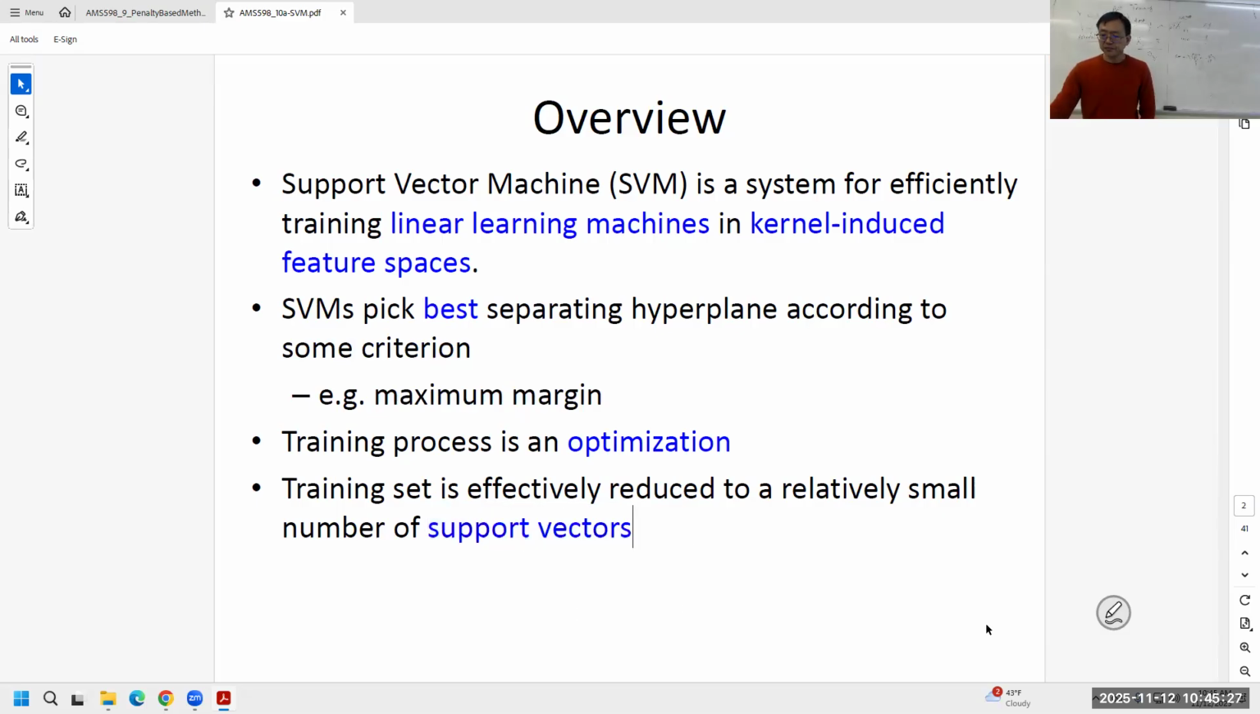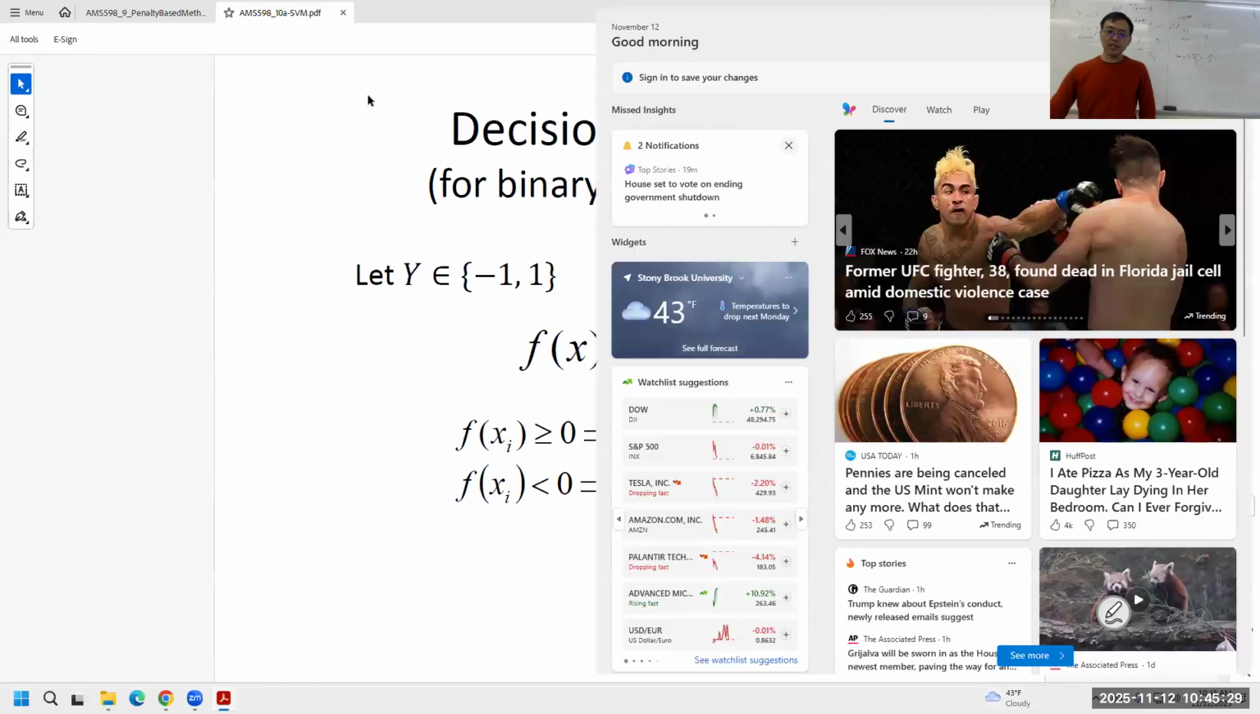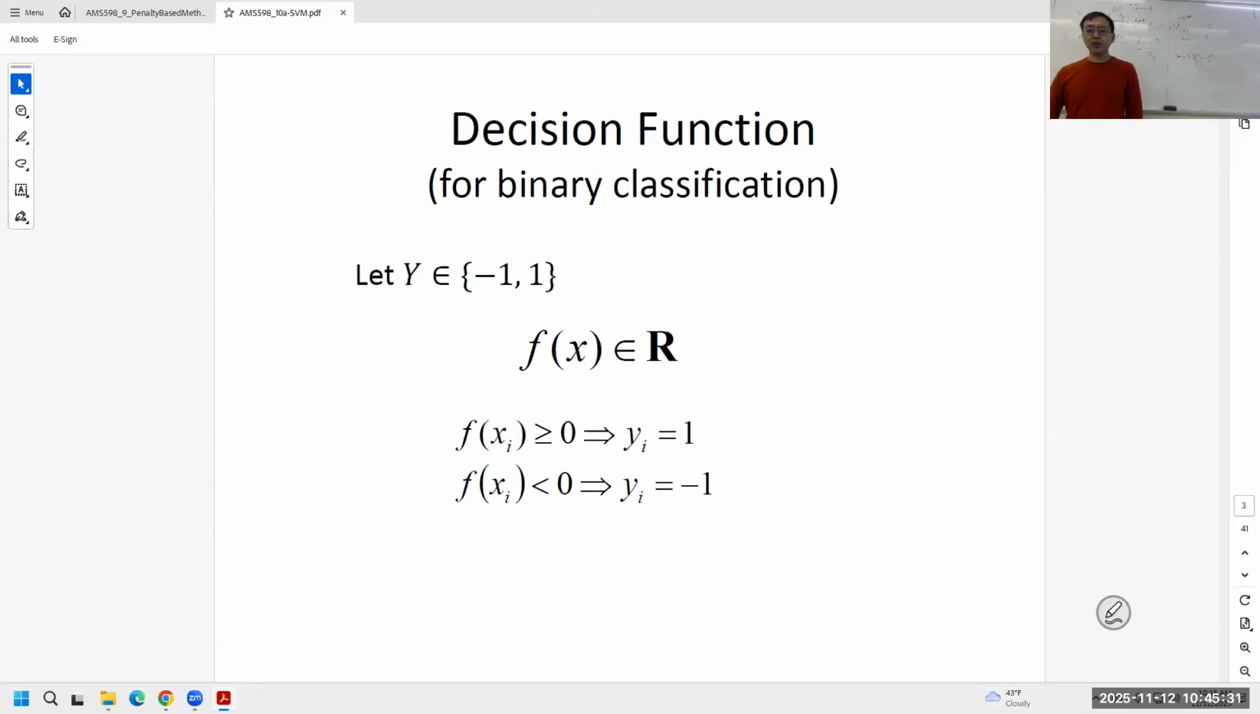In the last 5 minutes, let me give you some intuition behind the SVM. In the next class, we can dive into the math. For the decision problem, we can roughly view y as a binary outcome, -1 and 1. In logistic regression, we use 0, 1. It doesn't matter. It just means y can only have two values.